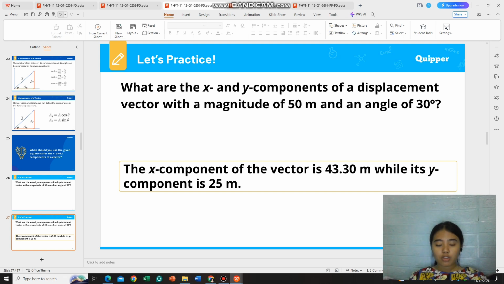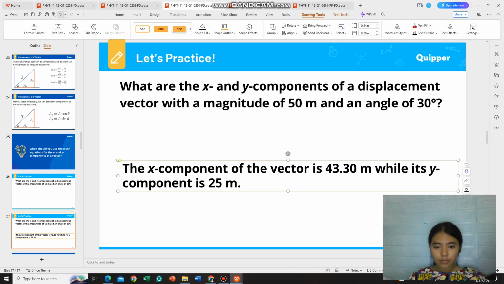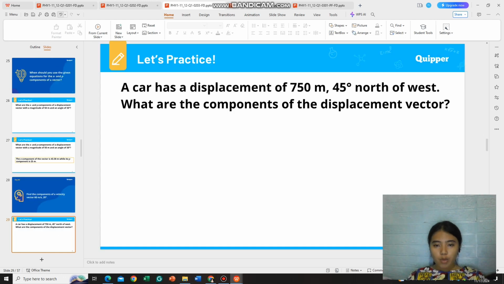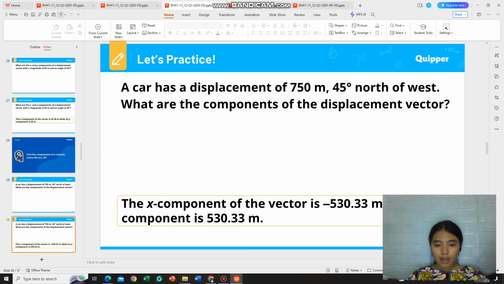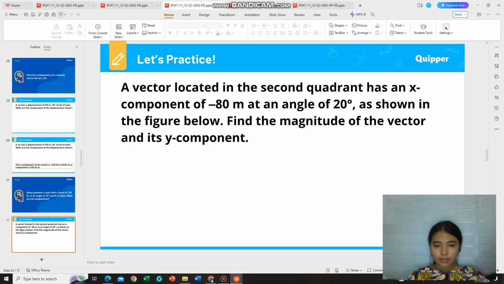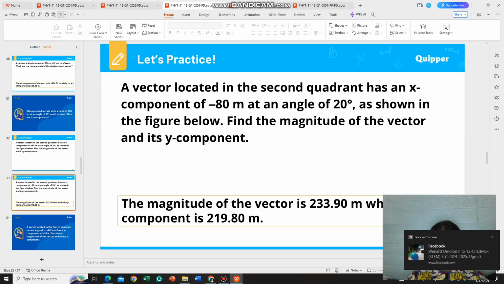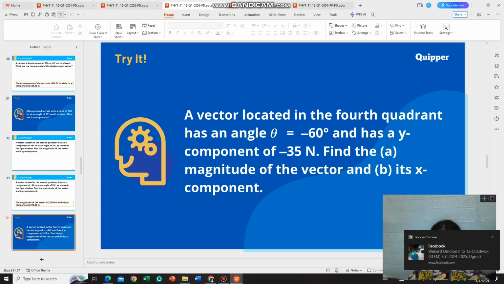So what are the x and y components of a displacement vector with a magnitude of 50 meters and an angle of 30 degrees? For x, of course, using the formula, cosine, it is 43.30 meters, while for y, using the sine formula, it is 25 meters.